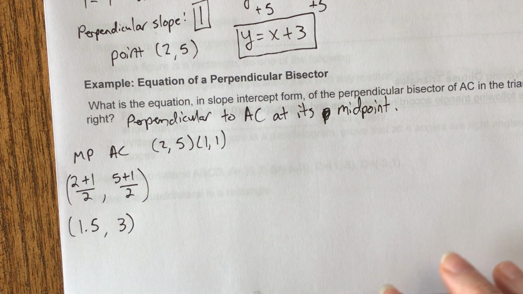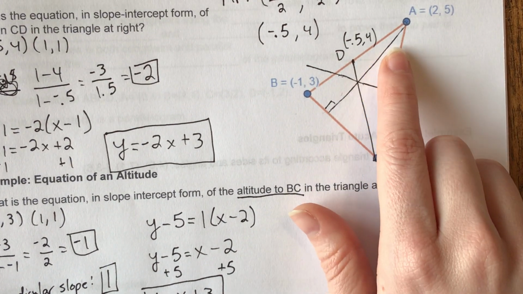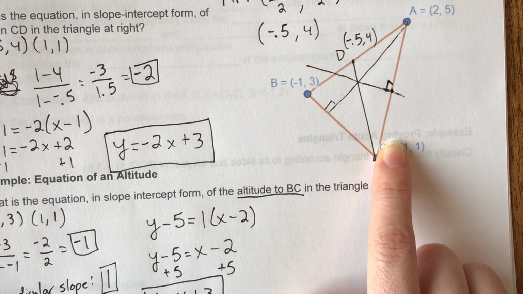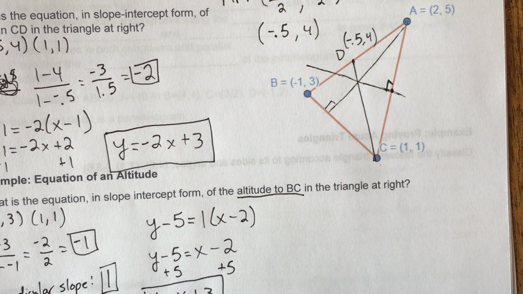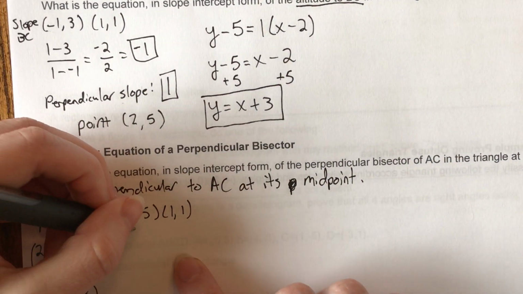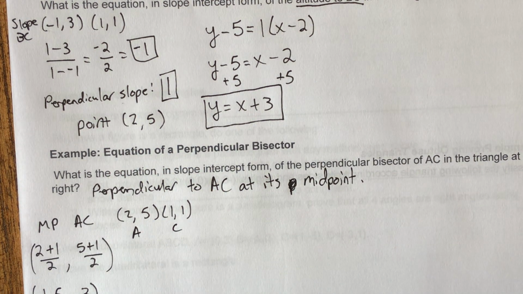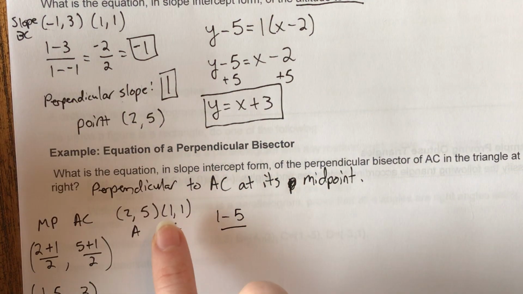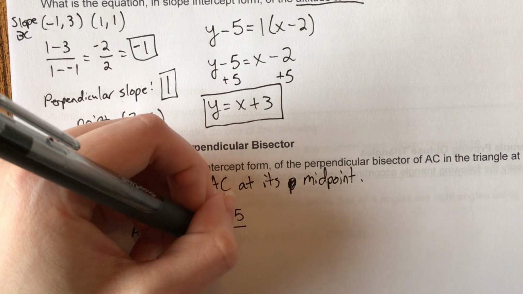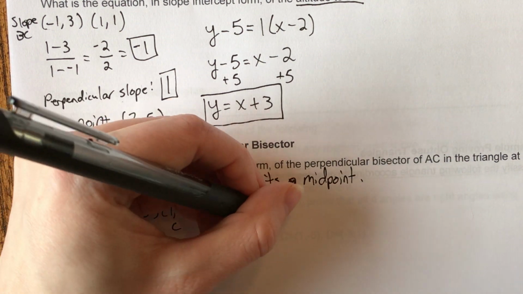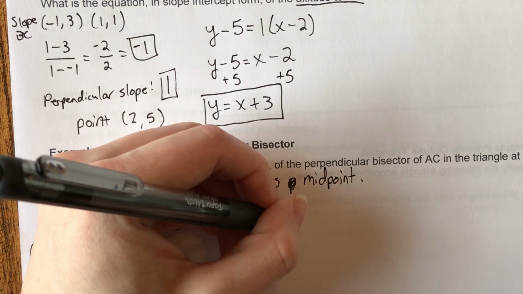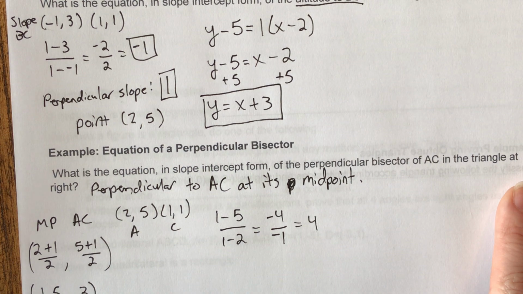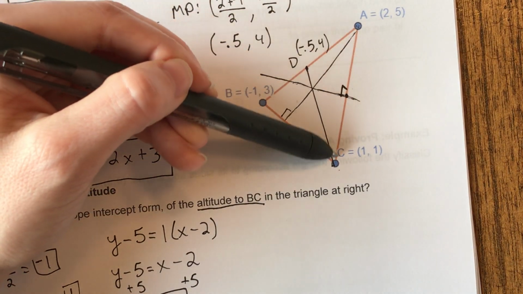I also need to find the slope of this line, because if I want to find a line perpendicular to AC, I first need to find the slope of AC so I can find the opposite reciprocal. So let's find the slope of AC. I'll label these so that they make sense. So we'll say y2 minus y1, 1 minus 5, over x2 minus x1. So that's going to be 1 minus 2. That gives us negative 4 over negative 1, which gives us a slope of positive 4. So the line AC itself, that line of our triangle, has a slope of positive 4.